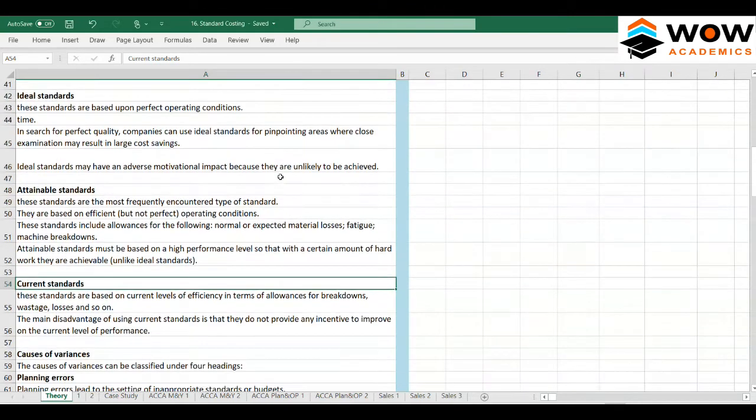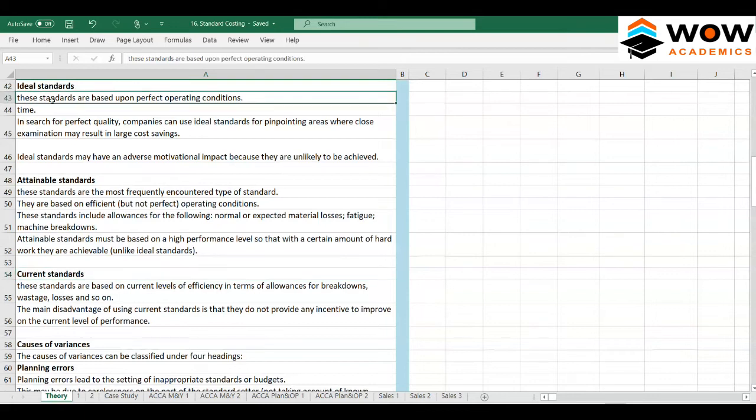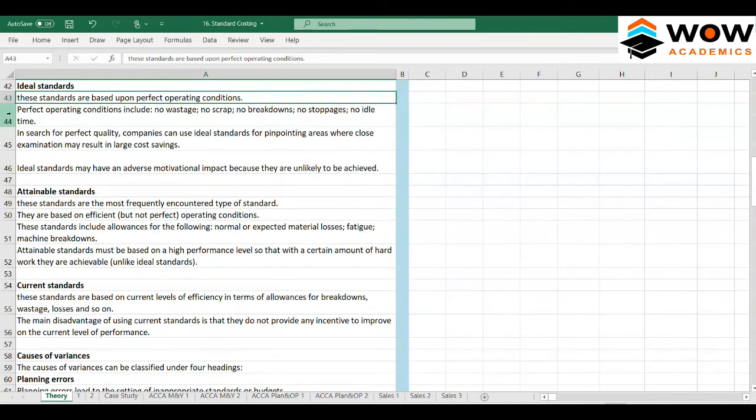What is an ideal standard? Ideal standards are based upon perfect operating conditions. Or else we can say, in an ideal environment where the machine works perfectly, laborers work diligently, and material prices are exactly as per our expectation, that is called an ideal standard. This cannot be followed. Why we cannot follow it is, when we buy material, something like 10,000 kg, a few kgs will be lost in the transportation itself. We cannot do anything for that.